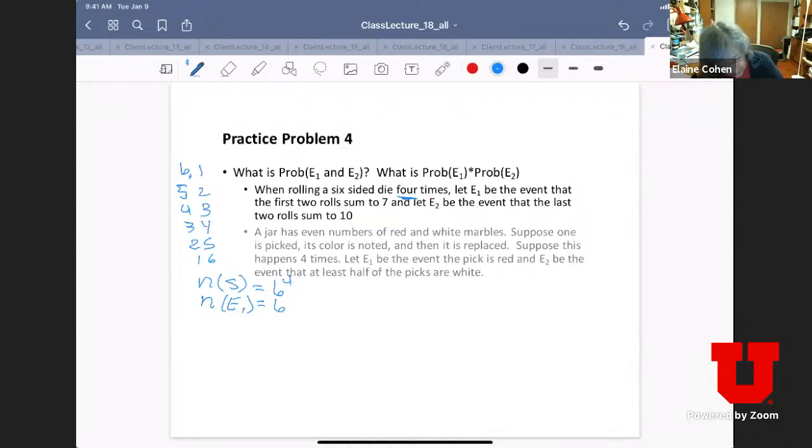What is n of E2? E2 is the event that the last two rolls sum to 10. Okay, how many ways can we get 10? We can get 6 and 4, we can get 5 and 5, and we can get 4 and 6. So we can sum to 10 3 different ways.